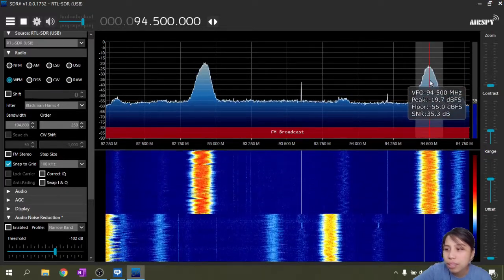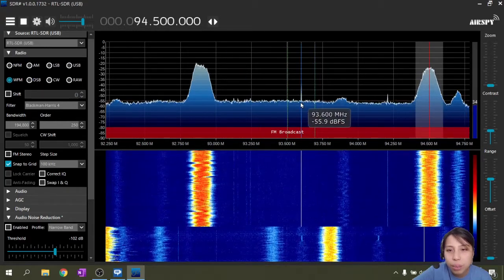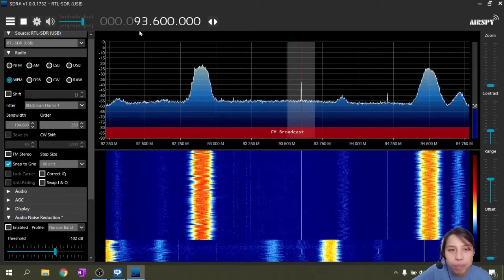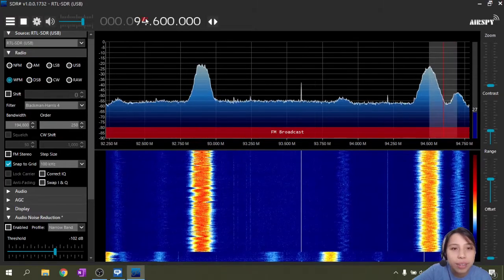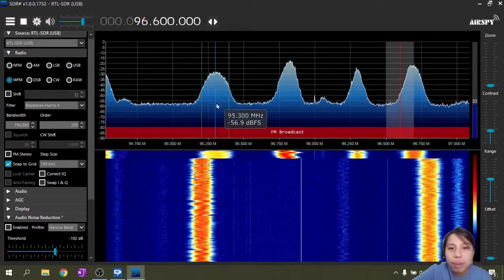This one, another station. What is this? Not very sure what that is. Very noisy, eh? Okay, next. Wow, many, many mountains.